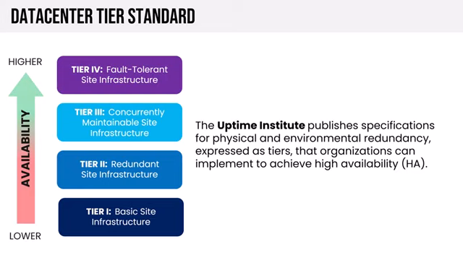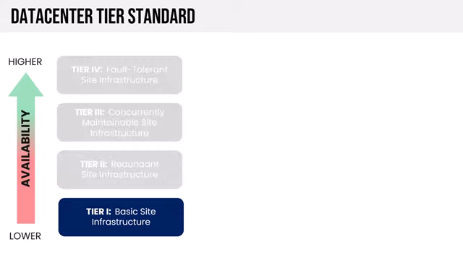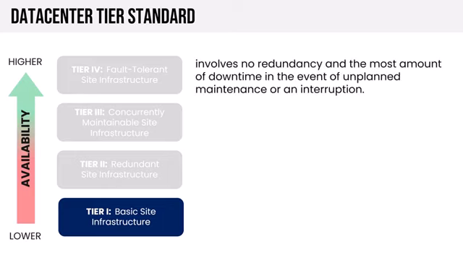These tiers come from a company called the Uptime Institute. This is an organization that publishes specifications for physical and environmental redundancy expressed in these 4 tiers that organizations can implement to achieve high availability. So let's take a look at each of these tiers, starting with Tier 1, which is basic site infrastructure. This involves no redundancy and the most amount of downtime in the event of unplanned maintenance or an interruption.